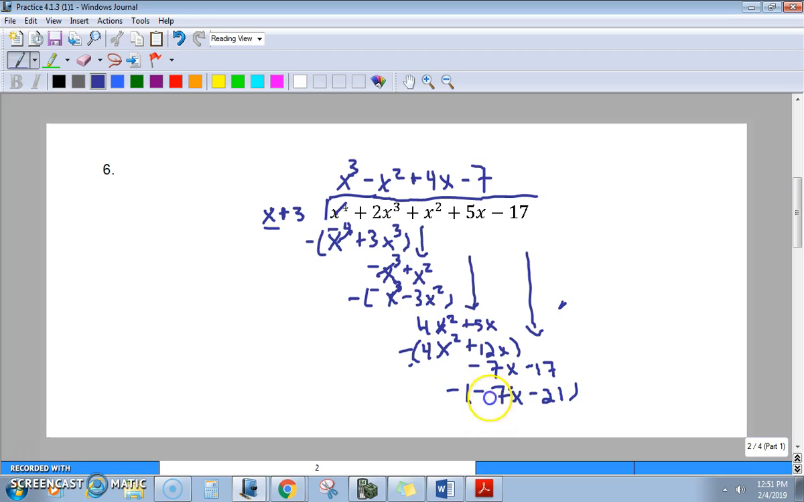Subtract. Cancel, cancel. Negative 17 plus 21 is going to be 4. Remainder 4. Is that what you guys got? Let me know if I messed up anywhere. And the way we're going to write a remainder is going to say this is our quotient plus 4 over x plus 3.